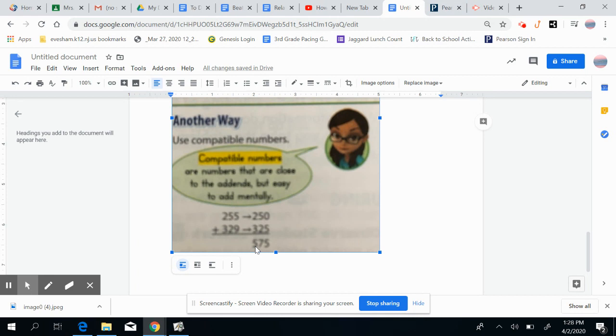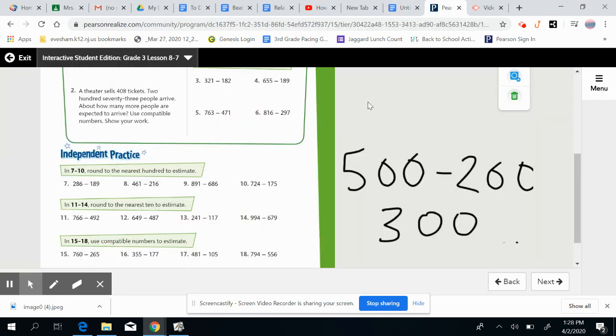Hopefully that makes sense. Maybe during Google Hangout we can talk about that a little bit. All right, so today you're working on estimating differences.